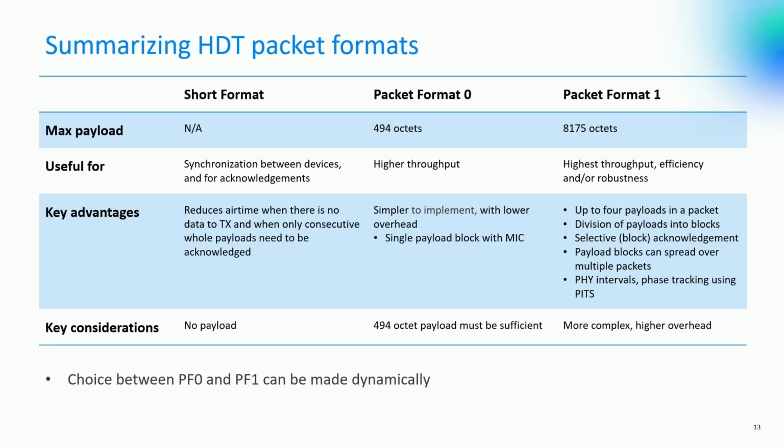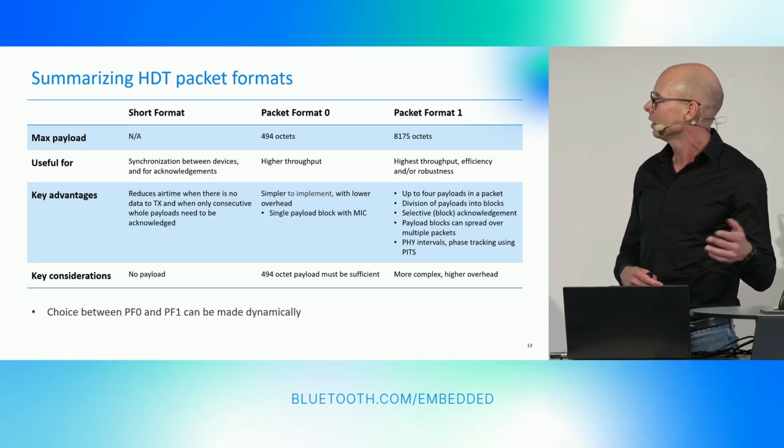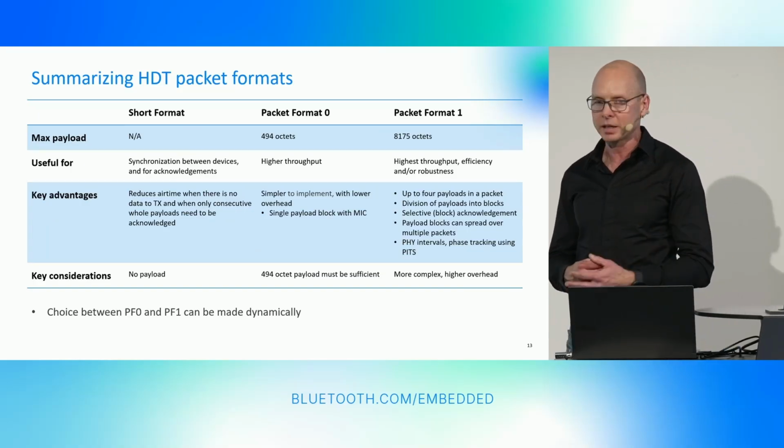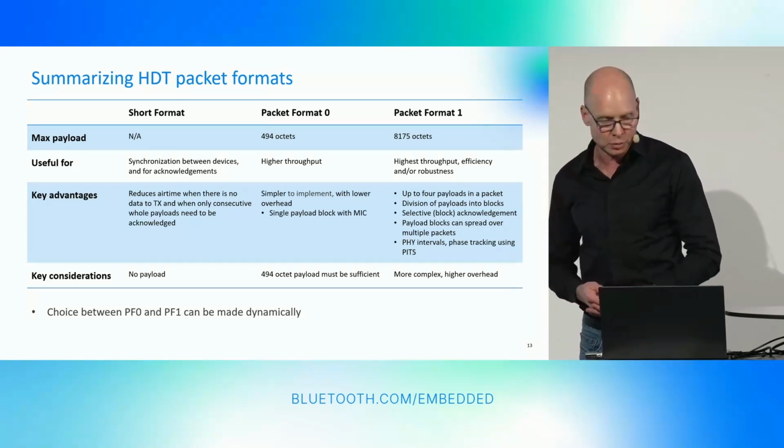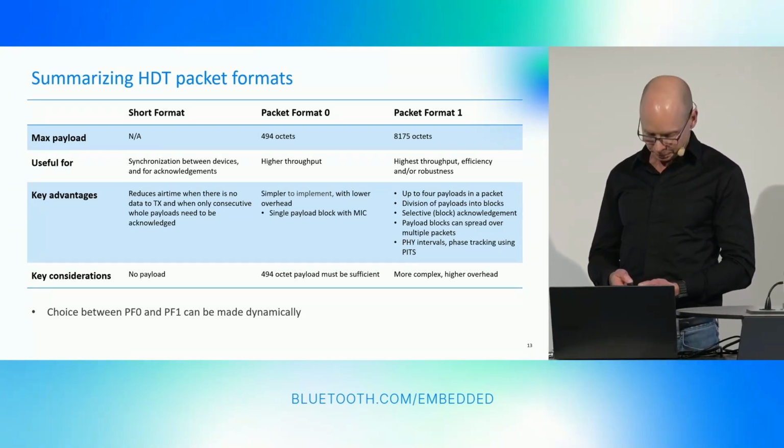And then, a few summary notes on that packet format that I just mentioned. Up to 4 payloads in a packet. That also allows you to divide the payloads into blocks, selective acknowledgments, right, and the phi intervals and phase tracking that I mentioned. So that's a breakdown of the packet formats that we introduced with HDT.